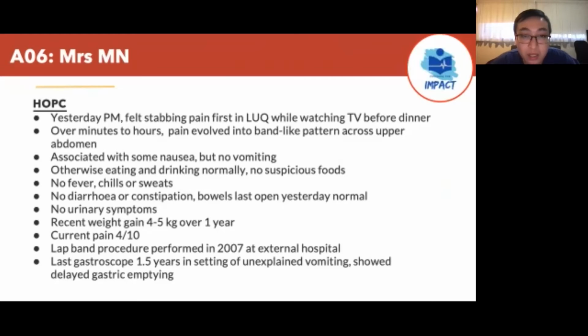So, okay, given this history, does this change your list of differentials? Any other questions that you might ask? Oh, and she hasn't had her AstraZeneca, even her first dose. So we can rule out vaccine-induced thrombotic thrombocytopenia.